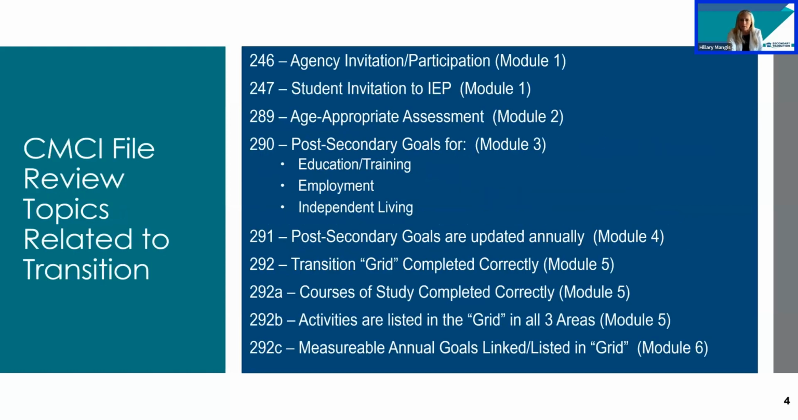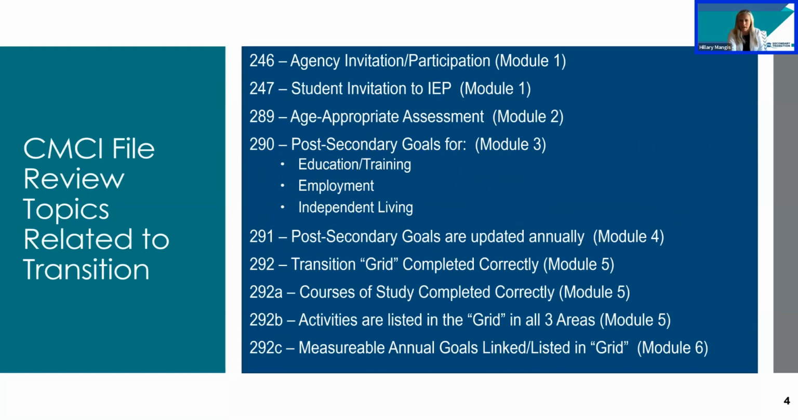In Module 1, we reviewed agency invitation and participation, as well as the student invitation and participation to the IEP team meeting. In Module 2, we discussed age-appropriate transition assessments. In Module 3, we covered writing post-secondary goals for education and training, employment, and independent living. In Module 4, we covered making sure that post-secondary goals have been updated annually.